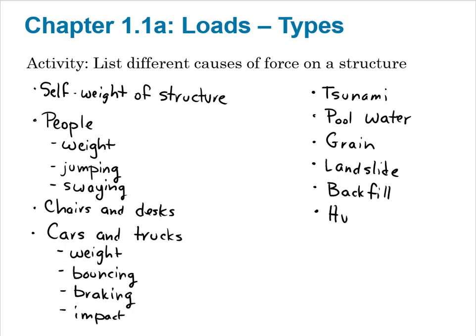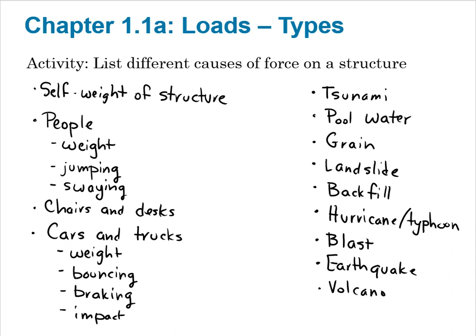Just watch the news and you know that hurricanes and typhoons have very high wind speeds that generate a lot of force. What about blast? Explosions can be a risk in manufacturing and storage, not just malicious attacks. What about the force generated by an earthquake? Did you consider some extreme causes like a volcano? Or how about a meteor impact?